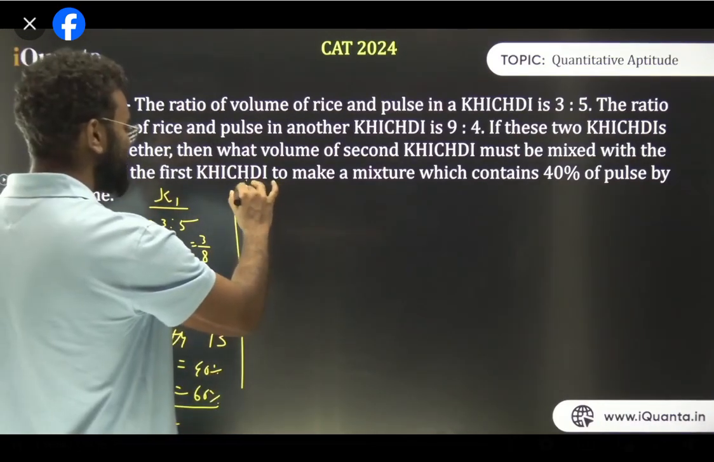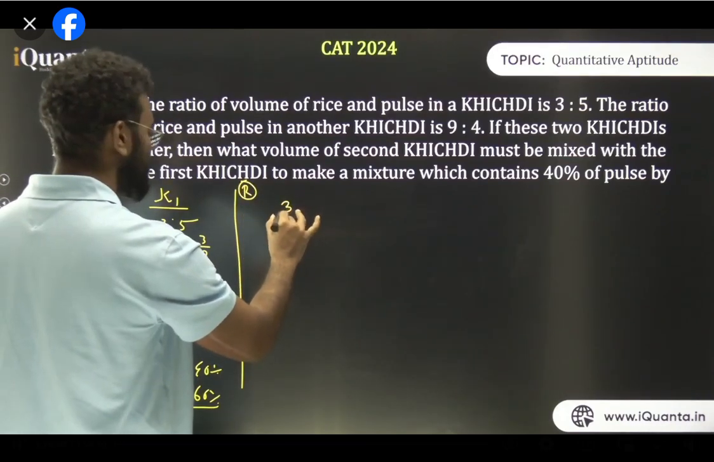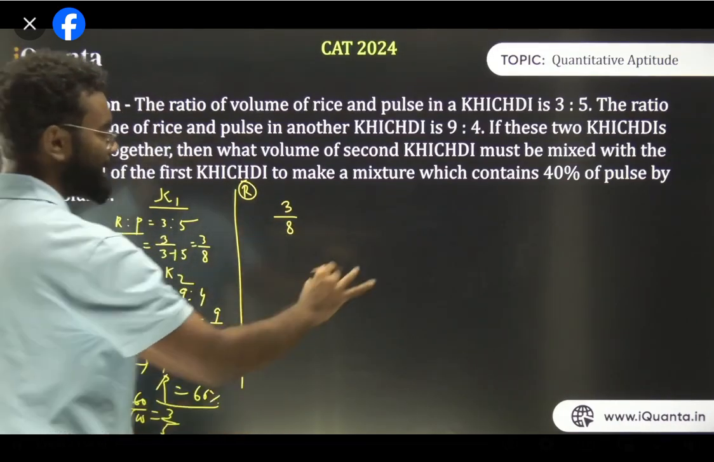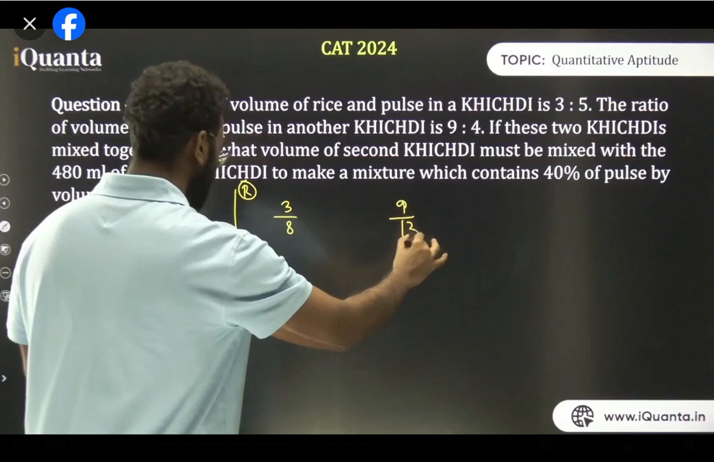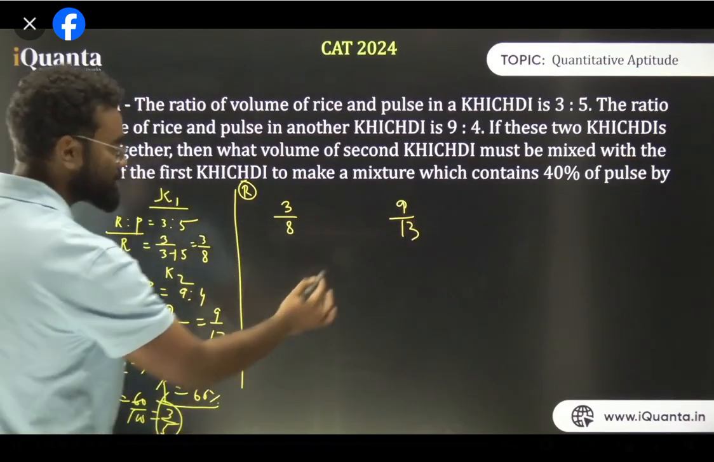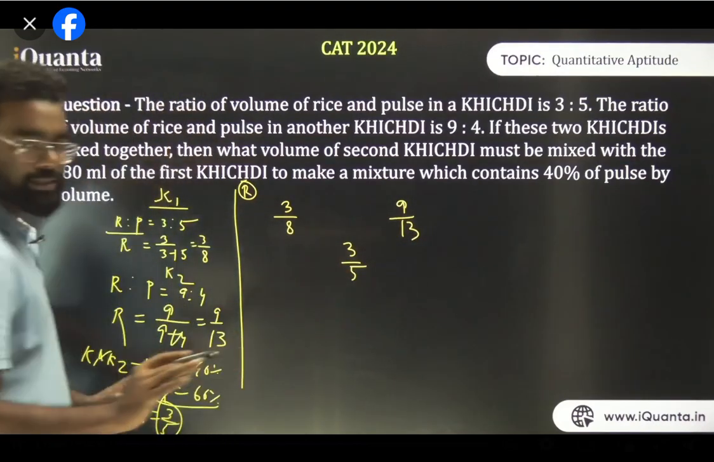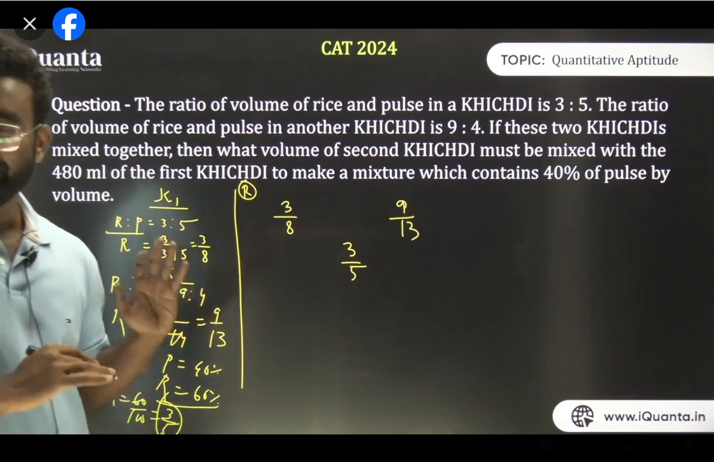So I'm just taking the rice, right? In Khichdi 1, how much was it? The proportion is 3 upon 8. Perfect. In Khichdi 2, the proportion is 9 upon 13. And in the mixture, the proportion of rice is 3 upon 5. Clear? Is it clear till this? All of you guys, is it clear till this?